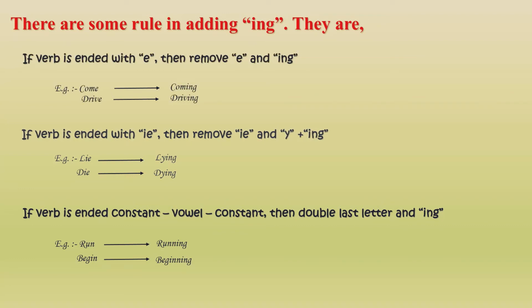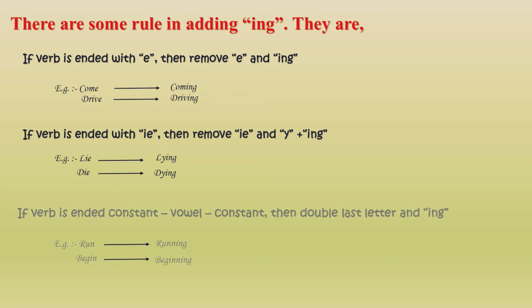Second rule is, if a verb ends with ie, then remove ie and add y plus ing. Examples: lie, lying; die, dying. Third one is, if a verb ends with consonant letter, then vowel letter, then consonant letter, then double the last letter and add ing. Examples are run, running; begin, beginning, likewise.